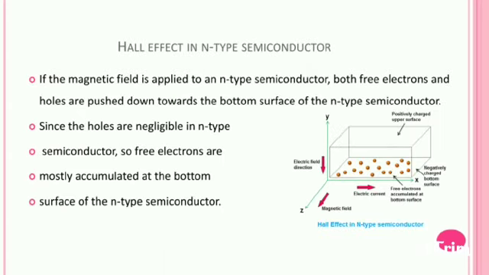Now we'll see the Hall effect in an n-type semiconductor. If a magnetic field is applied to an n-type semiconductor, both free electrons and holes are pushed down towards the bottom surface of the n-type semiconductor. Since the holes are negligible in an n-type semiconductor, the free electrons are mostly accumulated at the bottom surface of the n-type semiconductor.